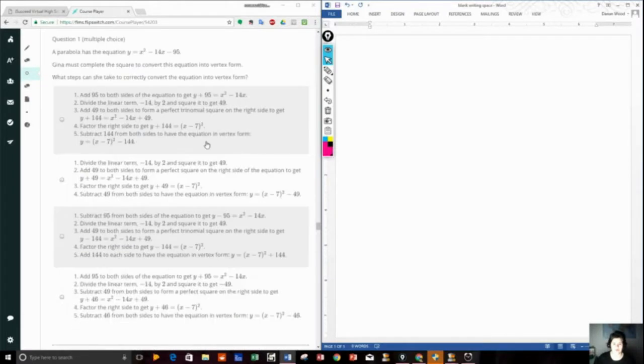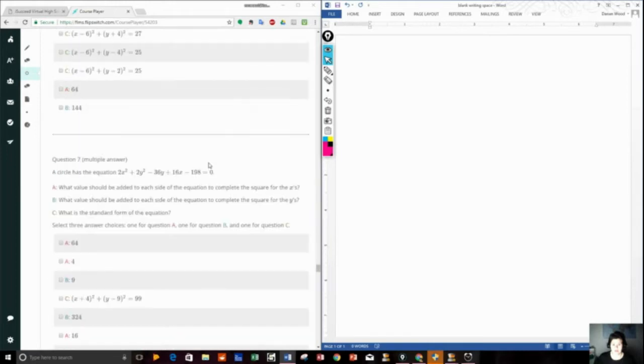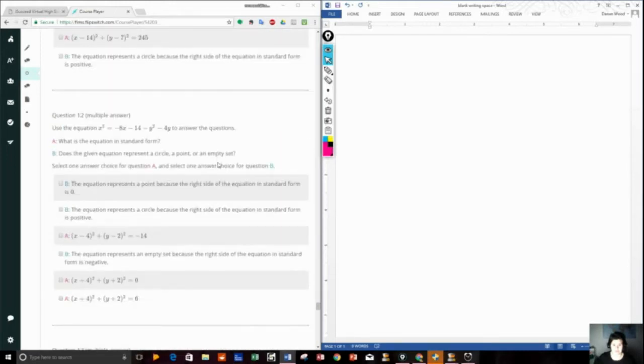Lesson 20 workbook examples. Okay, and we're going to jump down to question 13.